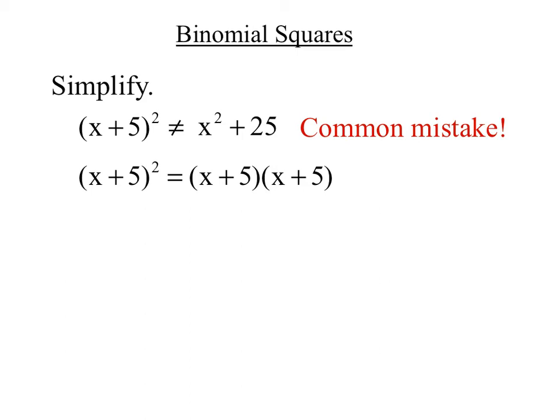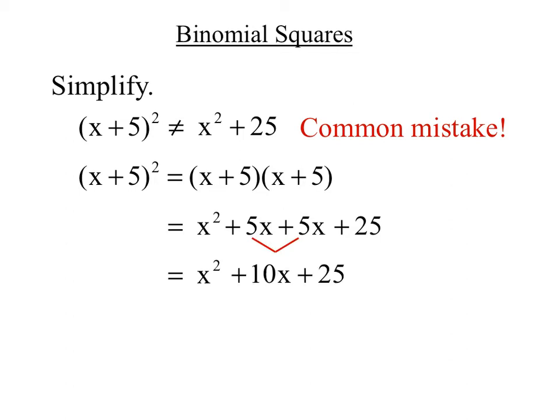Now when I double distribute that, I get x squared plus 5x plus 5x plus 25, which gives me a total, a simplified trinomial of x squared plus 10x plus 25.